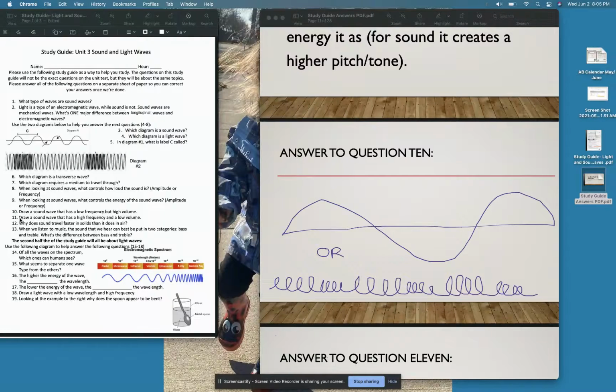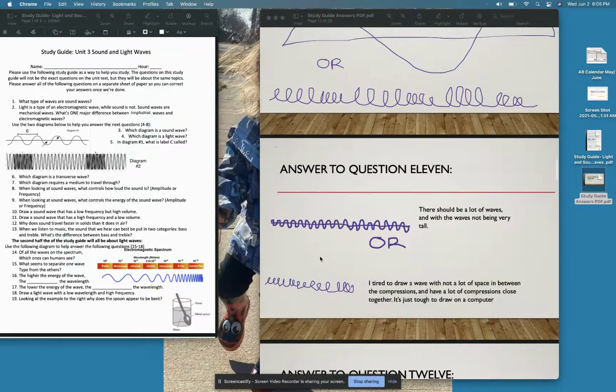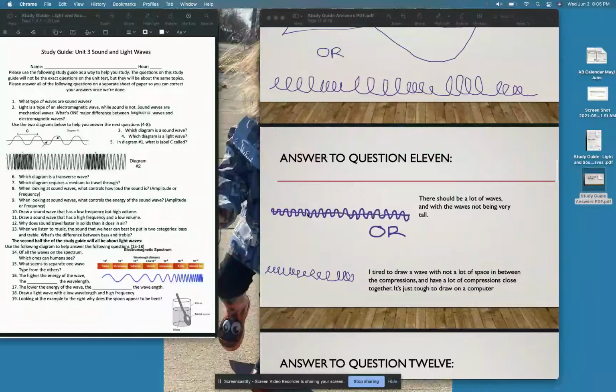Now, looking at number 11, a sound wave that has a high frequency but low volume. So what does that mean? That means lots of vibrations, but not very tall. Now, I tried to draw this with compressions, but I'm going to be honest, it's just really, really bad. So if you're looking at this one here, it's not very loud, so there's not a lot of space in between the compressions. They're not very drawn out, but also I tried to draw a lot of compressions. There's a compression there, compression there, compression there, and it gets kind of sloppy right in this space here.